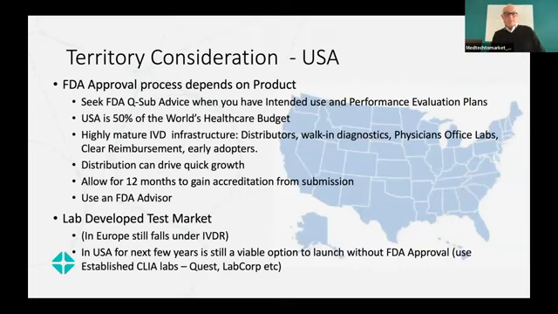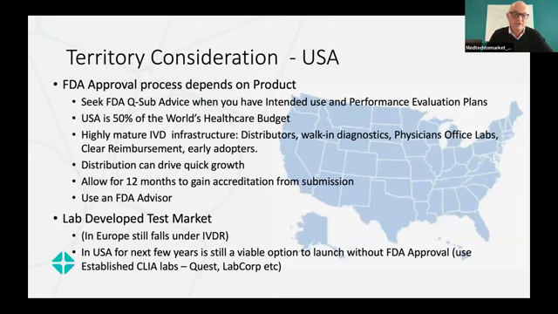In the US, the FDA approval process depends on the product, the level of risk, and whether there's anything else like it on the market already. So again, as I mentioned before, seek FDA Q-Sub advice, but do that once you have a clear intended use and performance evaluation plans. That's the point to discuss with them what you're hoping to do, and to get feedback on the regulatory. You can also seek a regulatory advisor and get a regulatory roadmap produced.